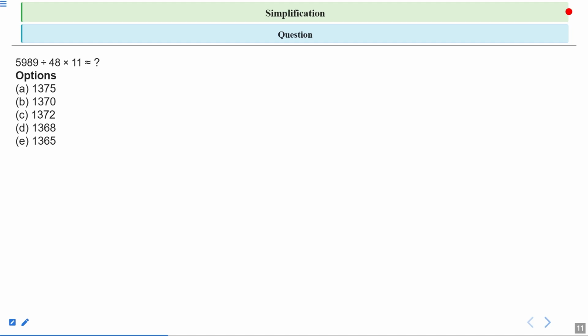Question is 5989 divided by 48 multiplied by 11 is approximately equal to question mark. So there are 5 options. A is 1375, B is 1370, C is 1372, D is 1368, E is 1365. Now you have 10 seconds to solve this question. Your time starts now.